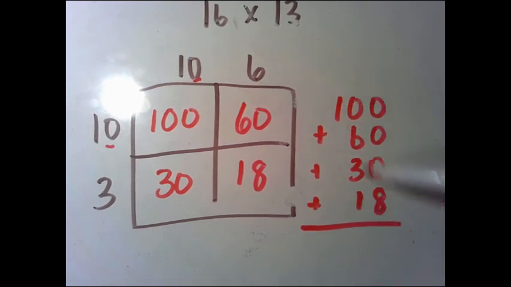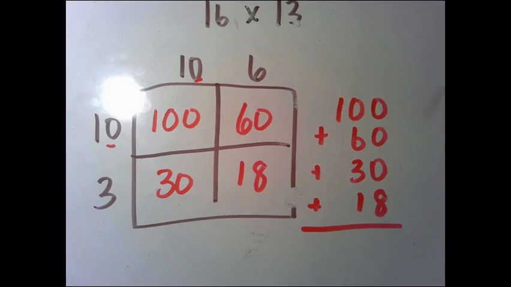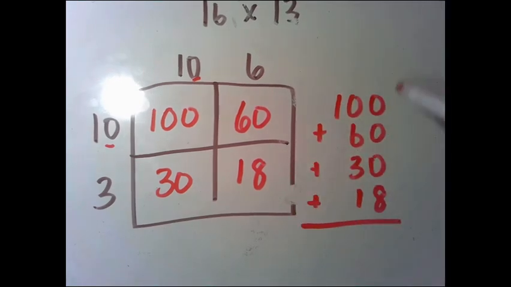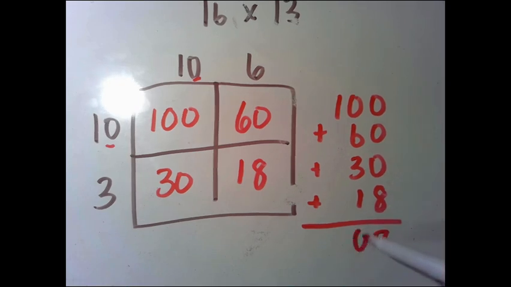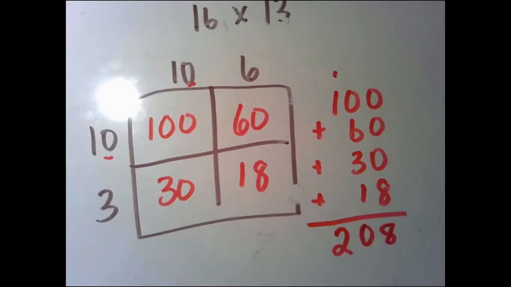Again, making sure that your digits are lined up. I can't stress that enough, okay? Because that's where a lot of fourth graders make mistakes, is when they don't line up their digits. So 0, 0, 0, and 8 is 8. 6 plus 3 is 9, plus another 1 is 10. Carry the 1. So we have 208 is our actual answer.